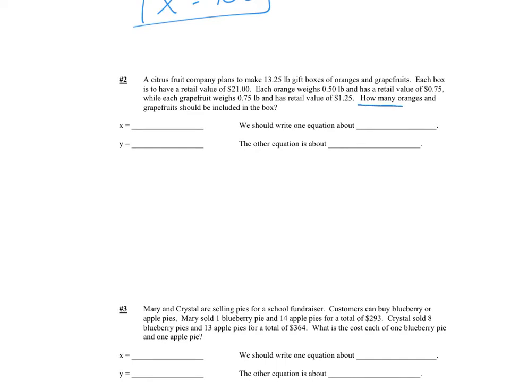So we're looking for how many oranges and grapefruits. So X can be number of oranges. Y can be number of grapefruits. Now, if we look at the totals, they tell us that we want $21 and the gift basket is 13.25 pounds. So we should write an equation about weight and total cost.